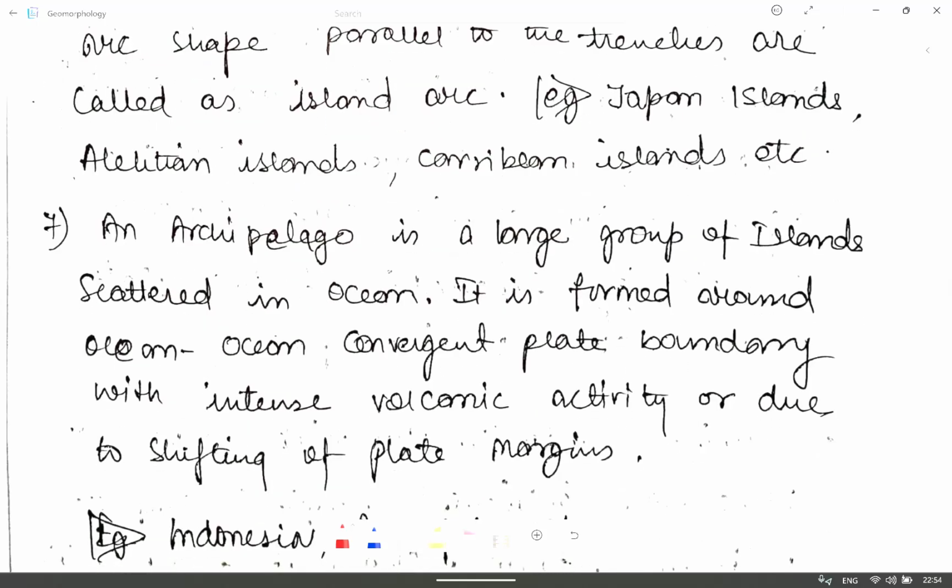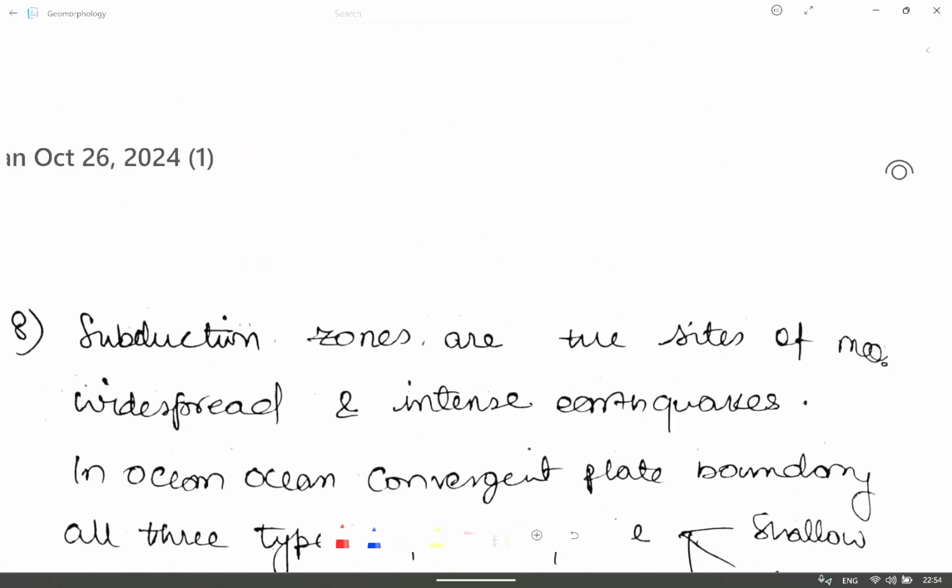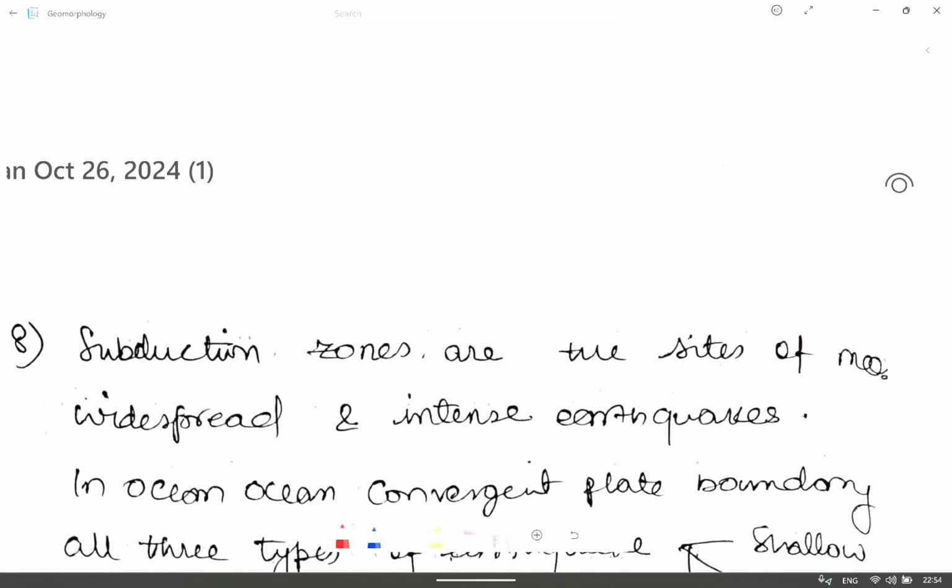And an archipelago is a large group of islands which is scattered in the ocean. So this whole arc that forms, this large group of islands scattered across the ocean, is called an archipelago. This is formed around ocean convergent plate boundaries, where intense volcanic activity occurs. Why? Due to shifting of the plate margins. Examples are Indonesia and Philippines. Next comes subduction zones.